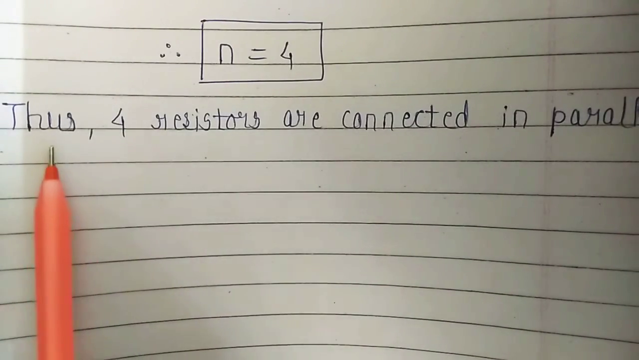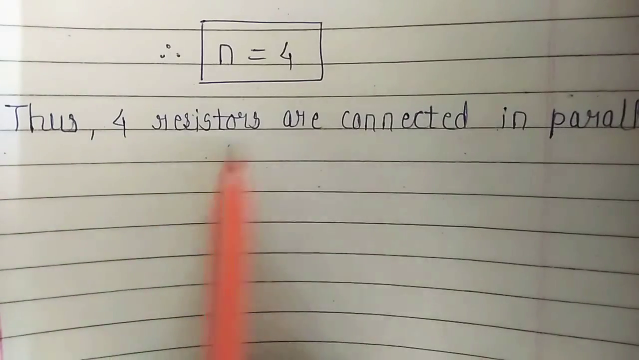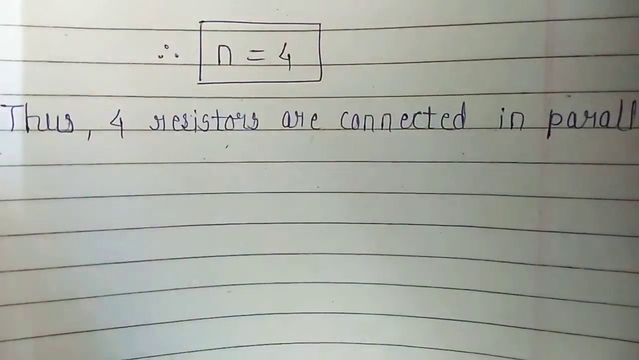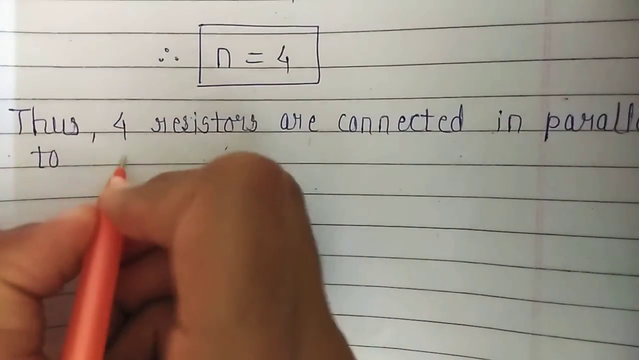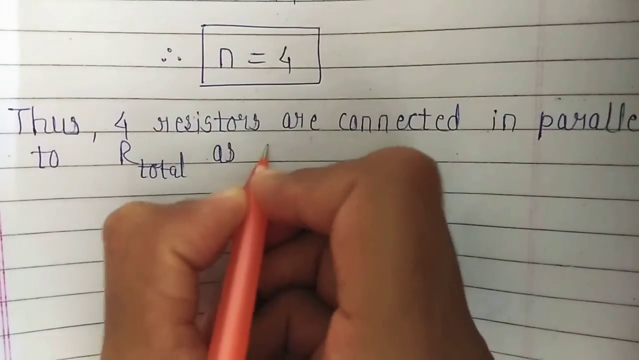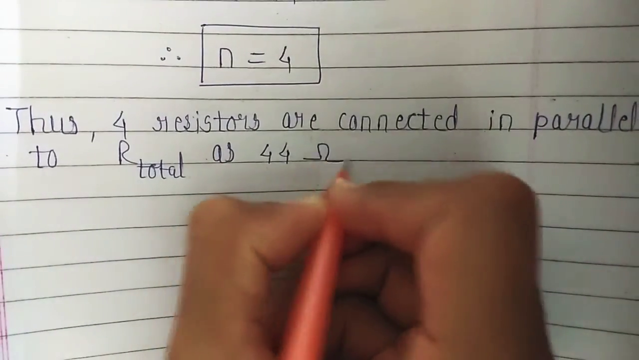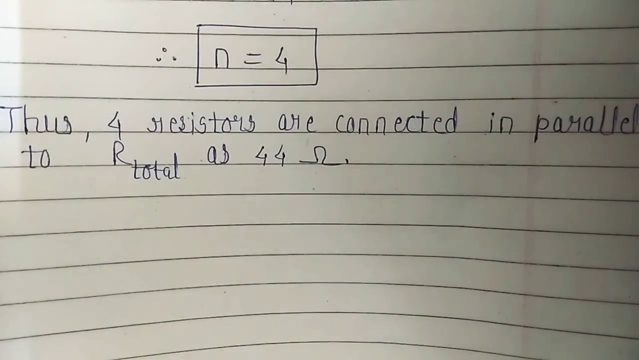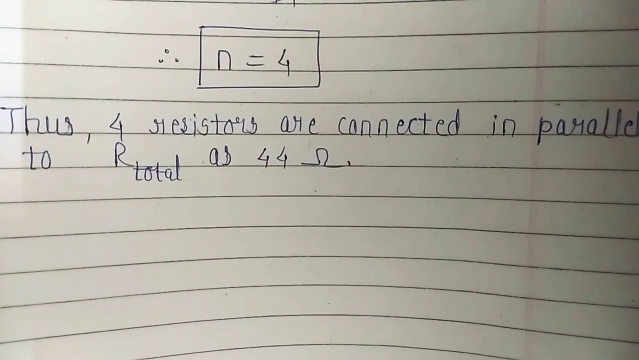So we have to write the answer. Thus 4 resistors are connected in parallel to get R total as 44 ohm. So this is the answer which you have to write in terms of a sentence. So this is question number 10.